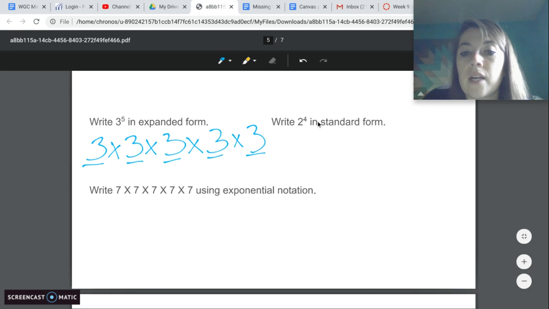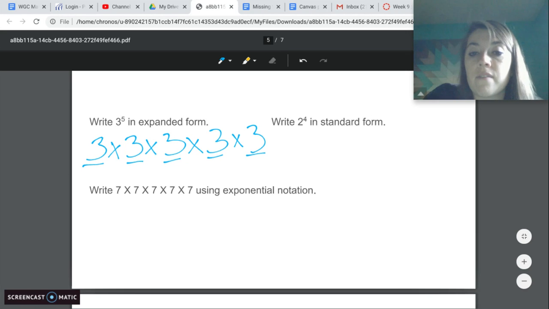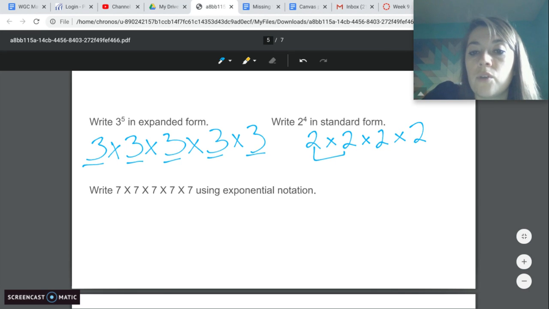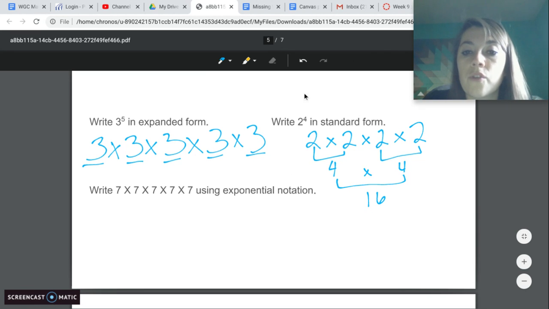Write 2 to the 4th power in standard form. Standard form is where we find the value of it. So 2 to the 4th is 2 times 2 times 2 times 2. Well, 2 times 2 is 4, and 2 times 2 is 4, and 4 times 4 is 16. So 2 to the 4th power is 16, not 8. My guess is some of you might have wanted to say 8 there. It's not 8 because that'd be 2 times 4. This is 16.